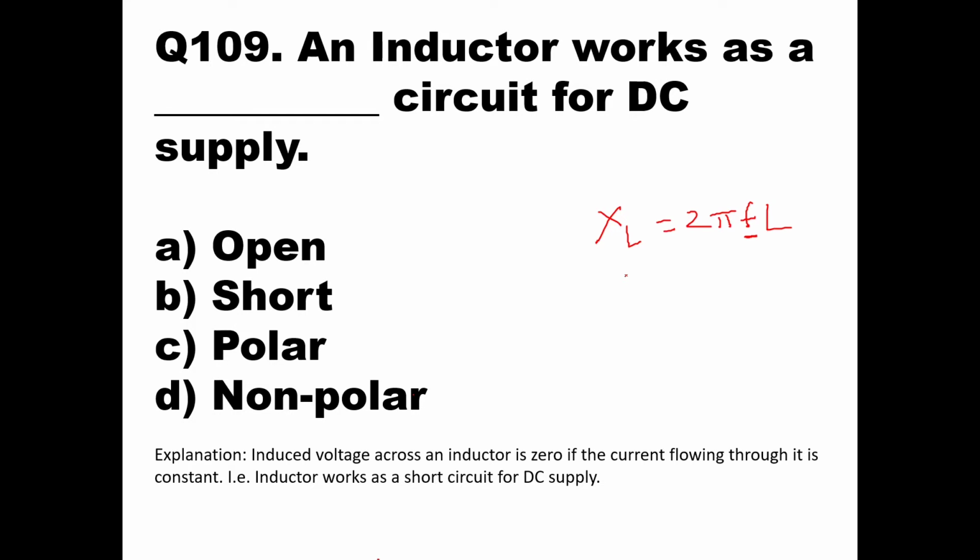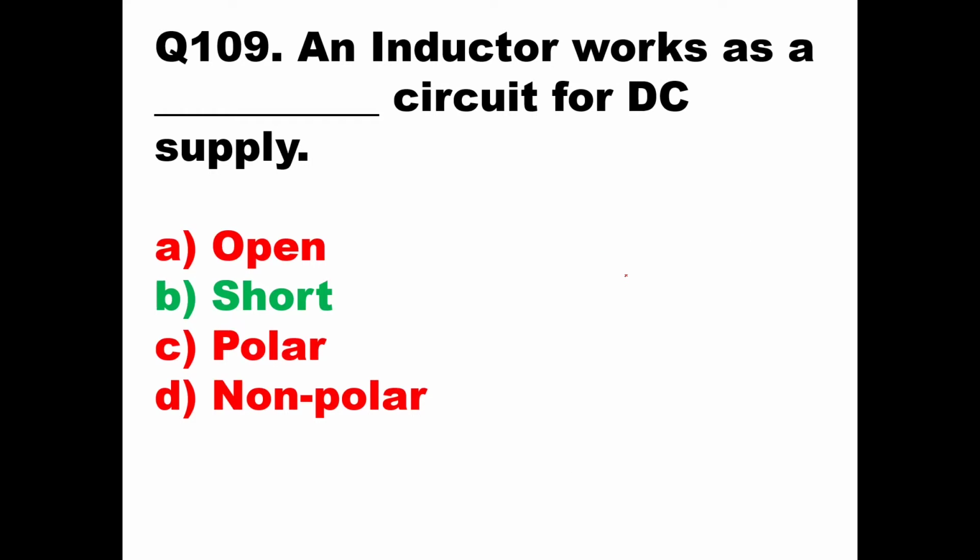Because in the explanation also I have told you, the induced voltage across an inductor is 0 if the current flowing through it is constant. That is, an inductor works as a short circuit for DC supply. So here, option B will be the right answer, short circuit. An inductor works as a short circuit for DC supply.